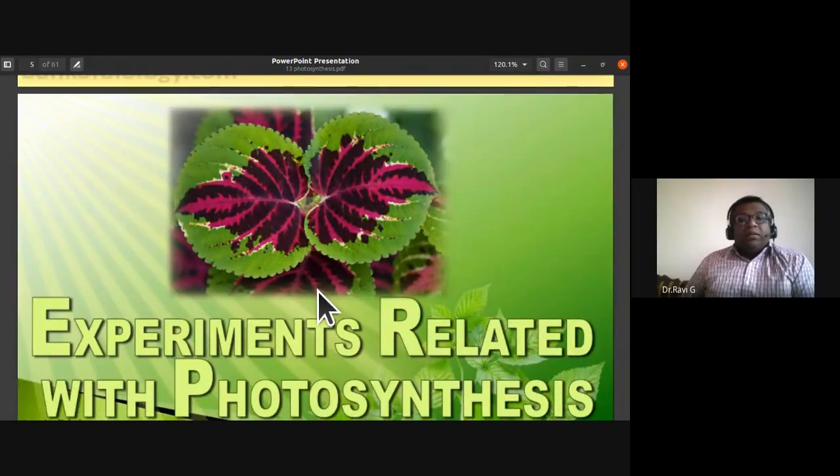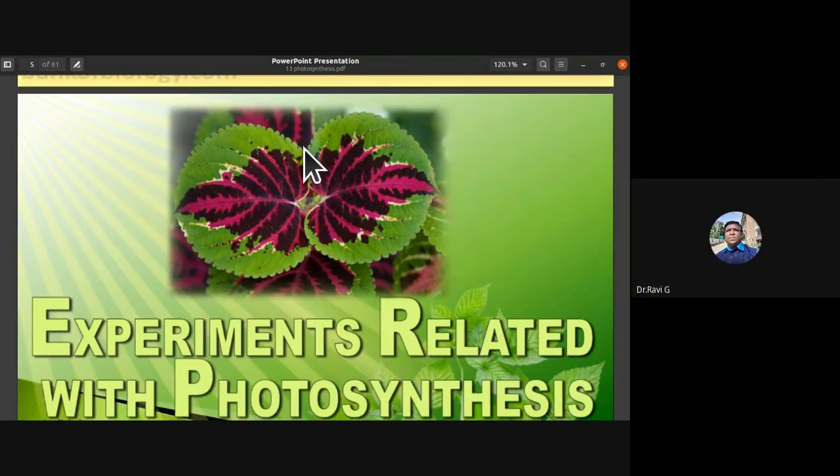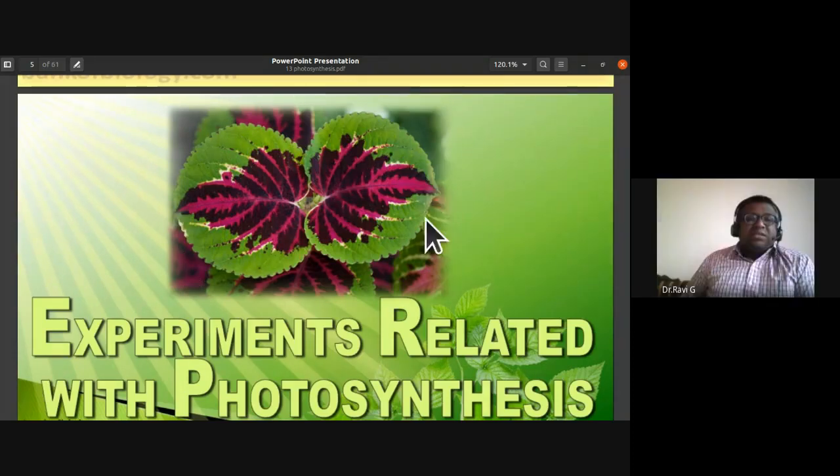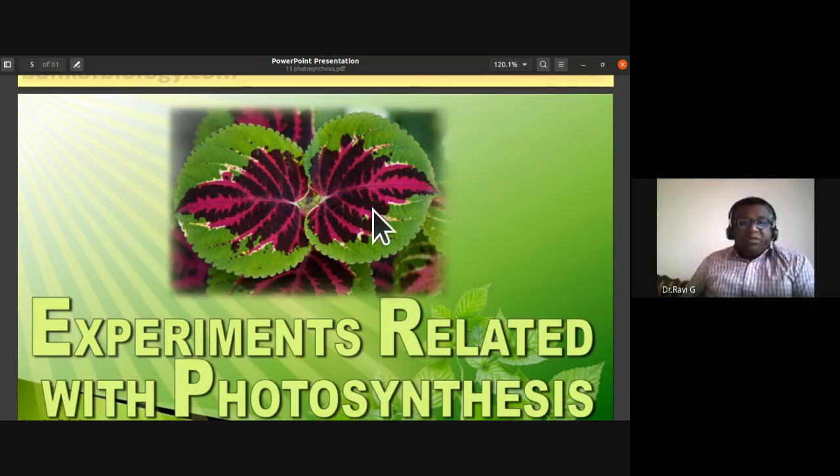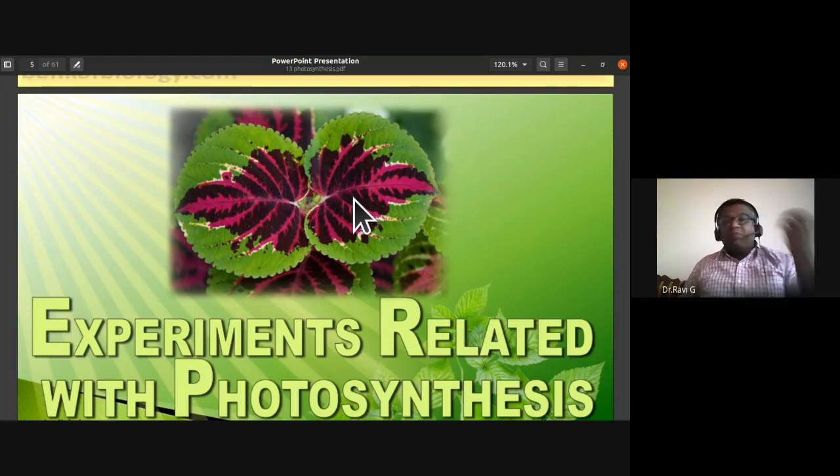So experiments related with photosynthesis. If you look at the backdrop of the slide, this is a coleus leaf. We grow it as an ornamental plant. It is a variegated leaf. You can find various colors on the same leaf, from black to purple to green. So this is a variegated leaf, coleus, which you might have been growing as an ornamental plant.